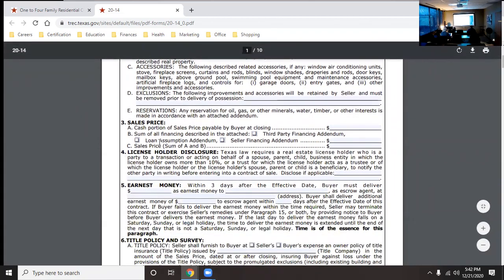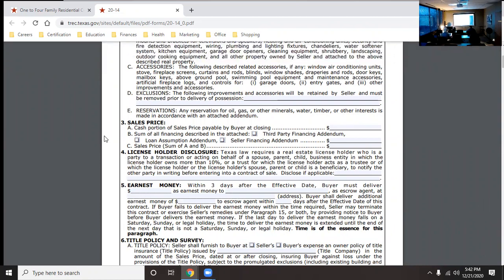Now, this paragraph 3 here, this is basically your contingency. Okay? This is where we're talking about our financing contingency. So A, of course, is the total amount that they're going to put down in cash. Okay, they're actually going to put in cash. But B is the financing that they're going to get. And we're going to talk about these addendums in a little bit. But they have to meet certain requirements.